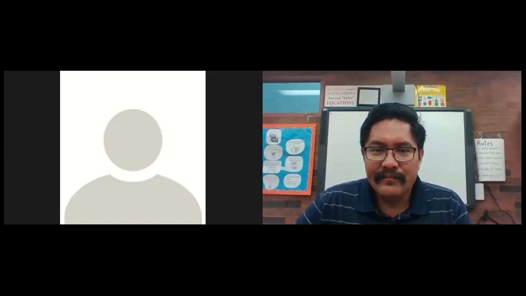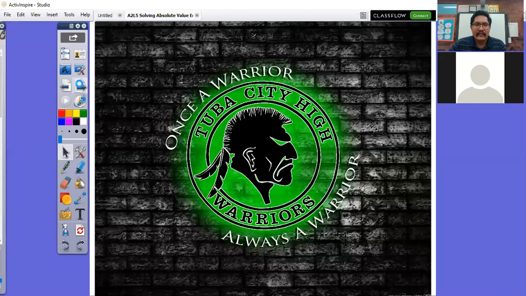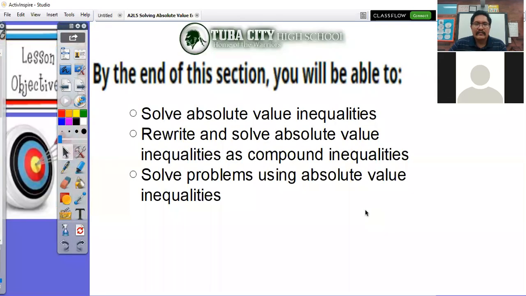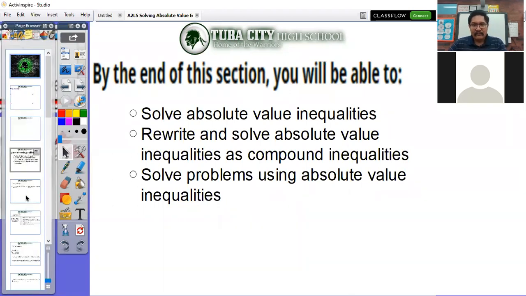Let's get started. Let's move over to what we're doing today. Here's our lesson, solving absolute value inequalities. That's what we're doing today. Rewrite and solve absolute value inequalities as compound inequalities. Now that one we'll get to tomorrow or so. And solve problems using absolute value inequalities. So those are what we're doing.